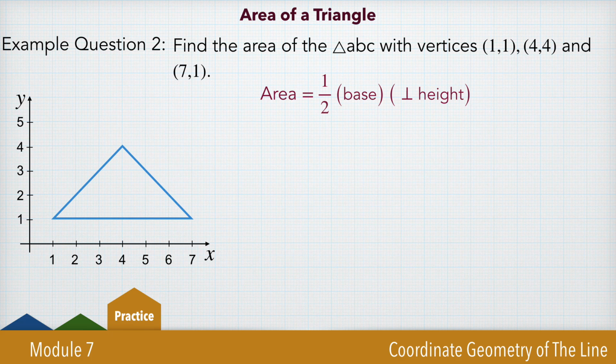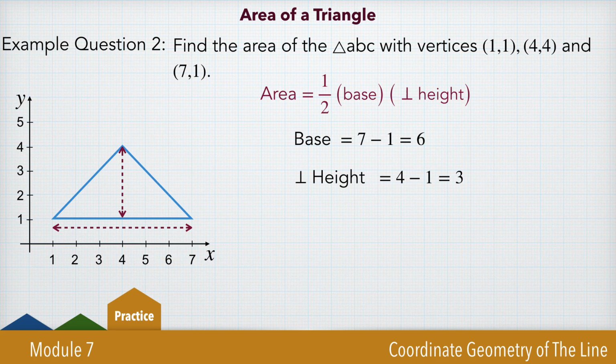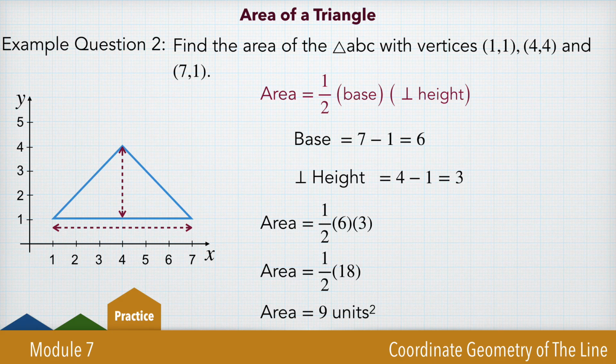Choosing the side of the triangle that is parallel to the x-axis as the base, we can read its length directly from the axis. The base is 7 minus 1, which is 6. The perpendicular height in the triangle is parallel to the y-axis, so we can also read its length directly from the axis. The perpendicular height is 4 minus 1, which is 3. Substituting these values into the area formula and simplifying gives us an area of 9 units squared.